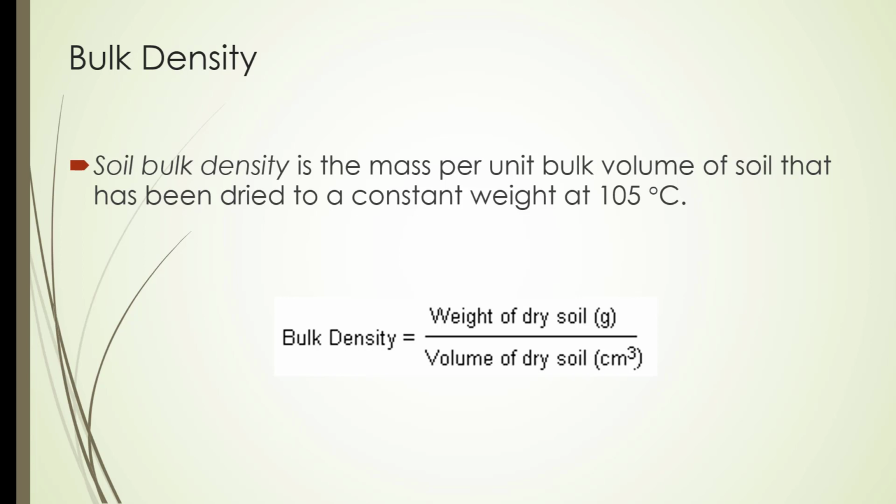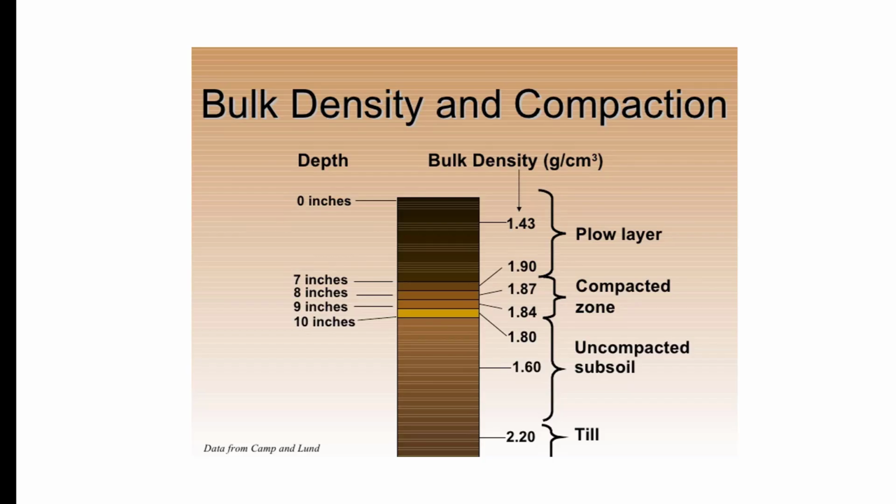So soil bulk density is the mass per unit volume of soil that's been dried to a constant weight at 105 centigrade. So bulk density is the weight of your dry soil divided by the volume of dry soil. And we'll do this in our lab. Okay, so the plow layer is the upper portion of the soil. That's where your roots are going to be. Hopefully you've got a fairly low bulk density in your plow layer, but as you go down, you can see it gets larger, and so very, very compacted.